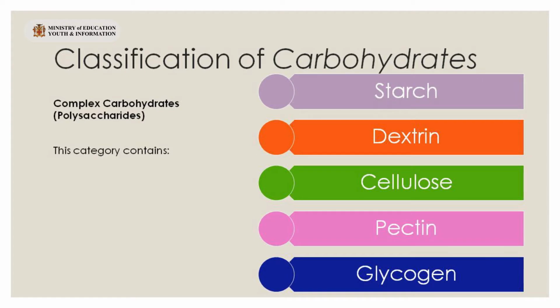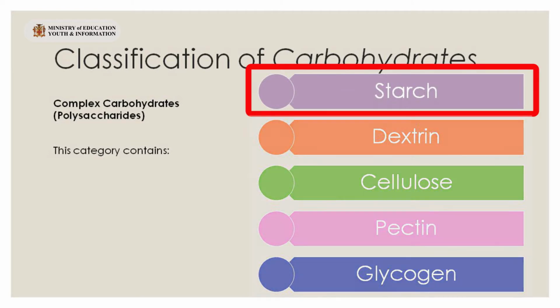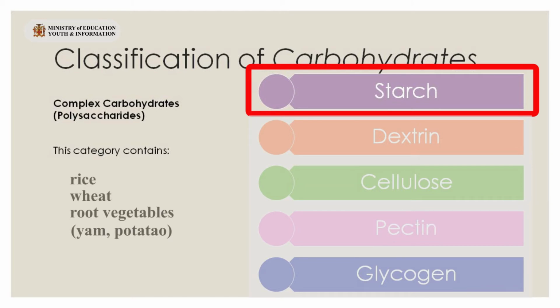Let us look at complex carbohydrates. These are known as polysaccharides. This category contains starch, dextrin, cellulose, glycogen, pectin. Let us look at each of them. Starch. Starch contains several units of glucose. Examples of starches are rice, wheat, root vegetables such as yam, potatoes.